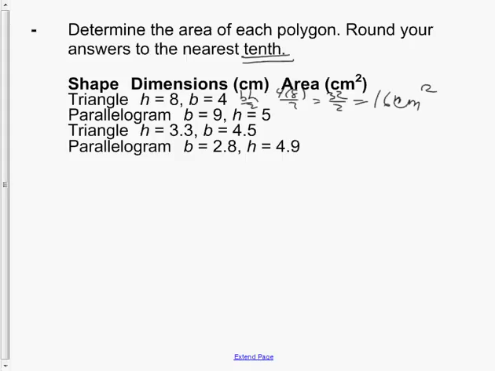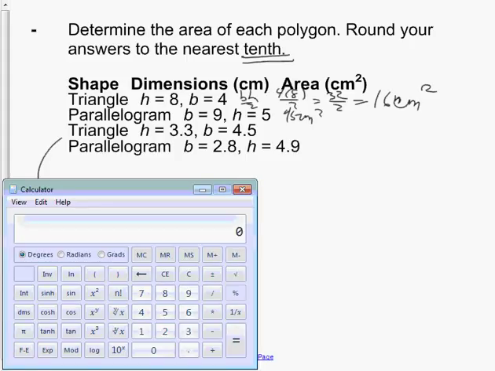For the parallelogram, it's 45 centimeters squared. That's 9 times 5. For this triangle, it's 4.5 times 3.3 divided by 2. Definitely need a calculator for this one. So 4.5 times 3.3 equals, divide that by 2. The area for this one is 7.425 centimeters squared. And your last one is just a parallelogram, so it's just 2.8 multiplied by the height, which is 4.9. Answer is simply 13.72 centimeters squared.